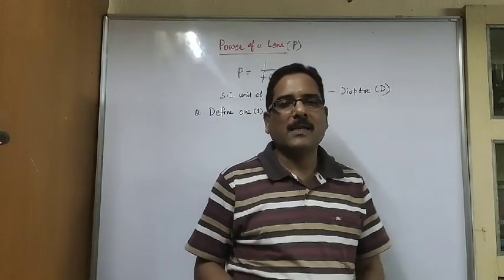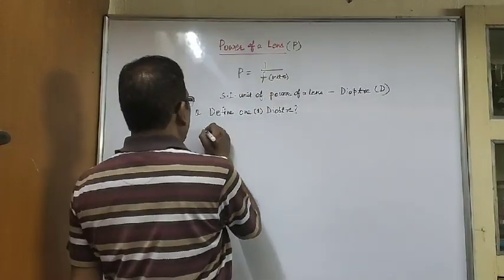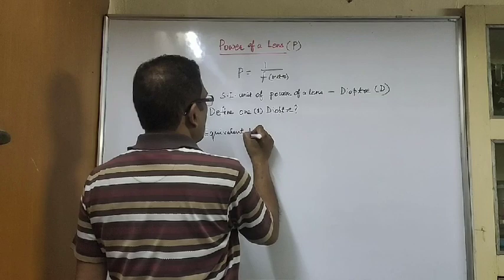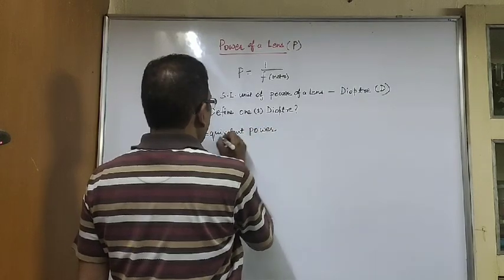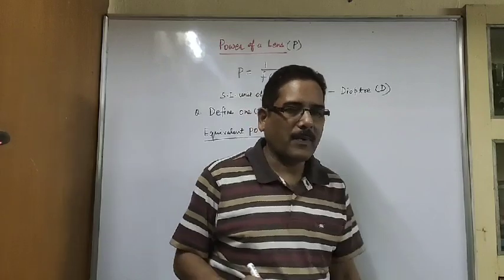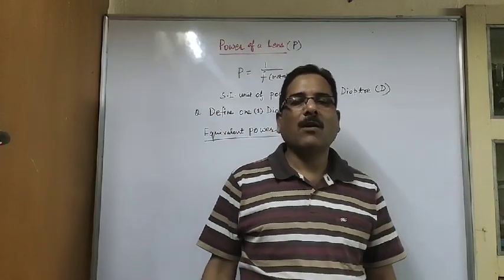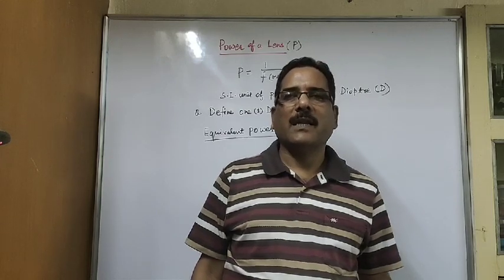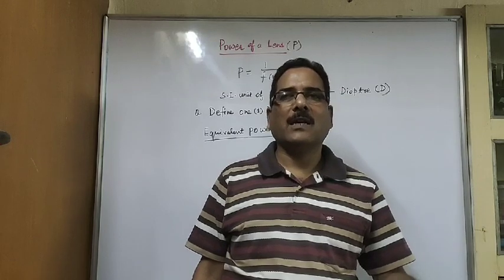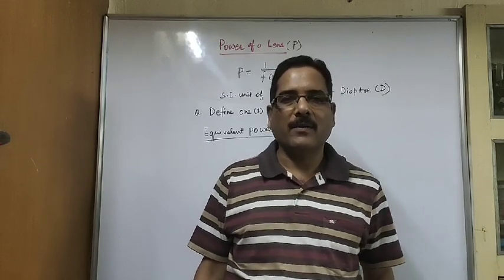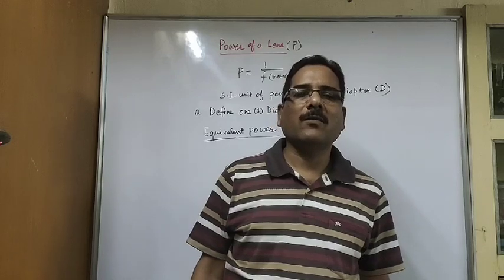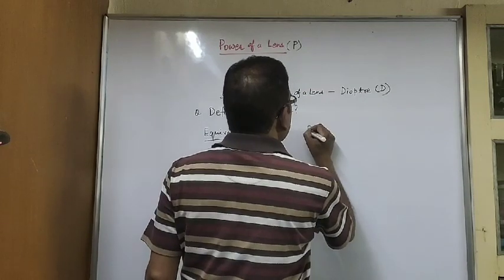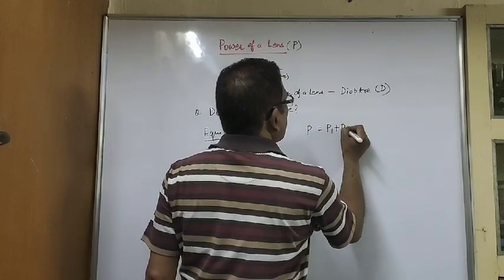Then we have a concept of equivalent power also. What do you mean by equivalent power? Suppose there is an optical instrument in which we have taken convex lenses and concave lenses. Suppose 2-3 convex and concave lenses are used in that optical device. Then how to calculate the equivalent power? Equivalent power is simply the algebraic sum of individual powers, like this.